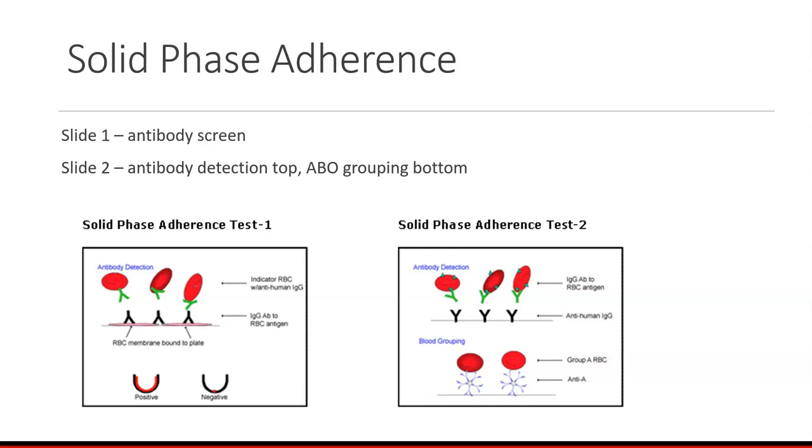On the right-hand side, we see antibody detection on the top, which we just talked about, and you can also do ABO grouping. So we can have the A antigens present in the well, then we add patient antibody that has the anti-A, and then we have group A red cells, which is our indicator system.